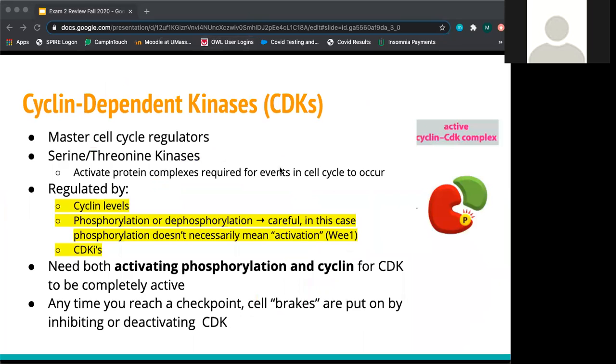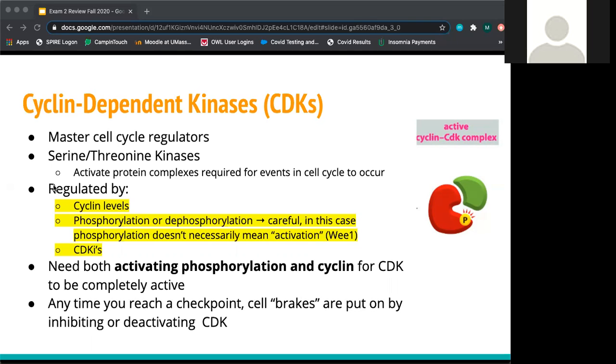There we go. Okay, so the most important thing when talking about the cell cycle, I think, is CDKs. CDKs are the master cell cycle regulators. They regulate everything that goes on in the cell cycle, and they're serine threonine kinases. They activate protein complexes that are required for the cell cycle to occur.